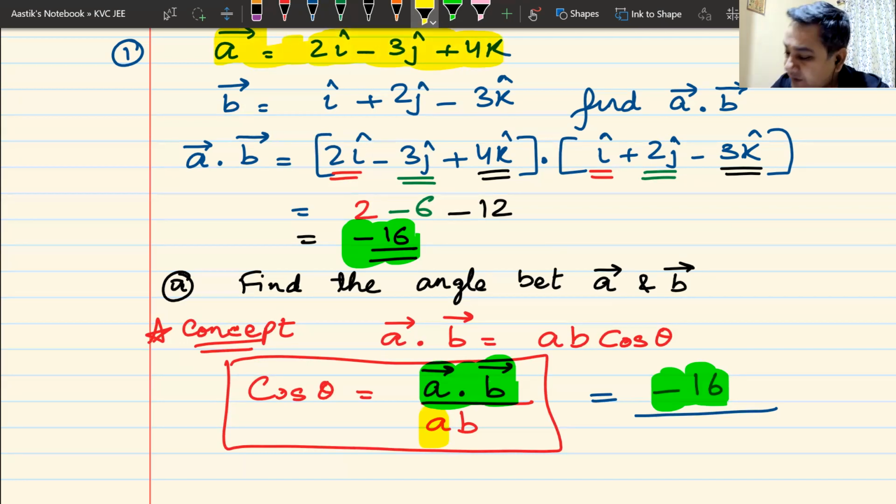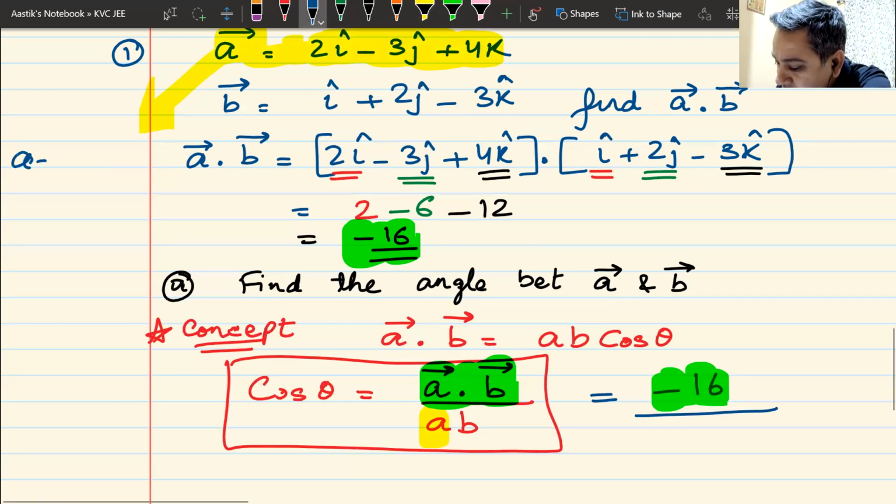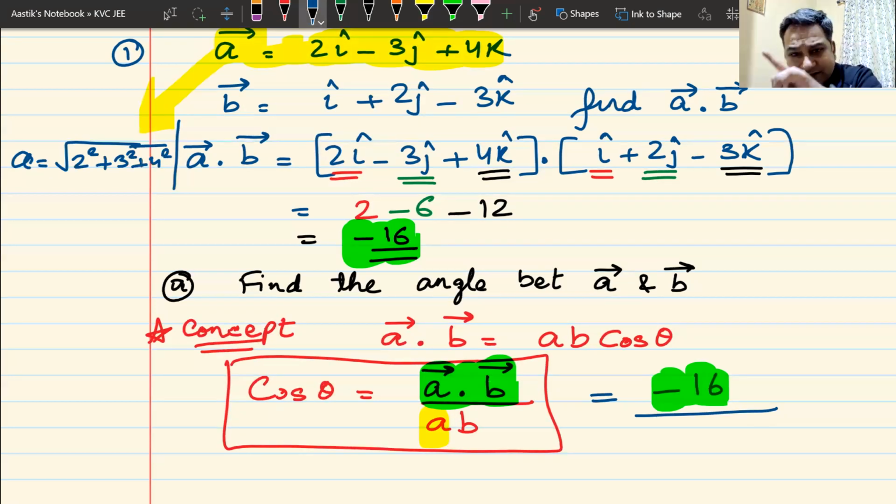What is the magnitude of vector A? Any student can tell me this. It is very simple. Magnitude of A is root over 2 square plus 3 square plus 4 square. We take the values of X, Y, and Z, square them, and take the root. That is the magnitude of A.